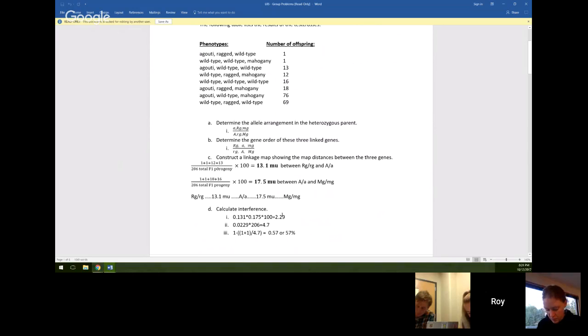My bad. So you take 17.48 divided by 100, and then you'll get 0.022 whatever. And then you multiply that by the total, and then you take 1 minus the total, the lowest amount of offspring, and then you divide that by the answer you got previously, and then you should get 57.6%.